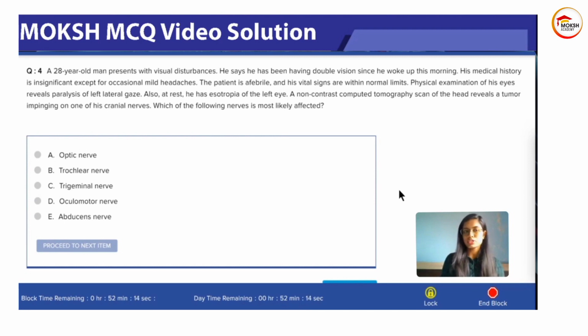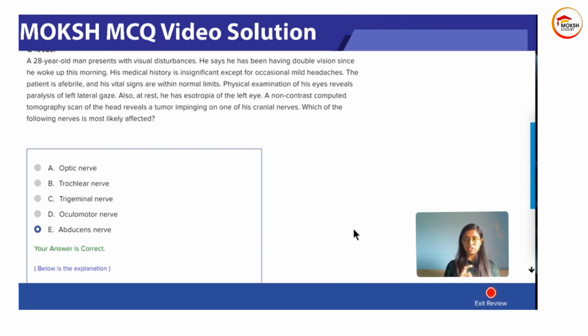Physical examination of his eyes reveals paralysis of left lateral gaze. Also, at rest, he has esotropia of the left eye. A non-contrast CT scan of the head reveals a tumor impinging on one of his cranial nerves. So which of the following nerve is most likely affected? Options: optic nerve, trochlear nerve, trigeminal nerve, oculomotor nerve, and abducens.